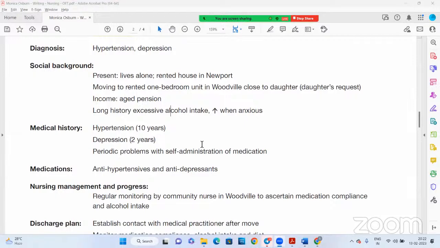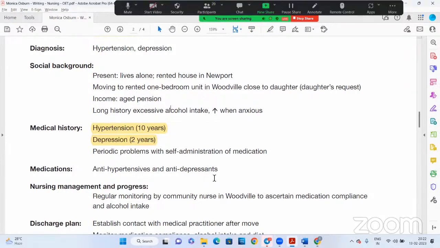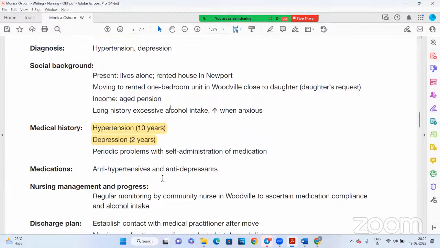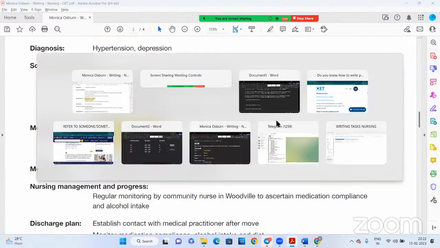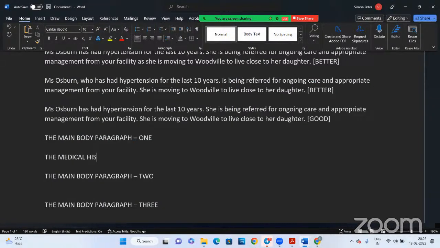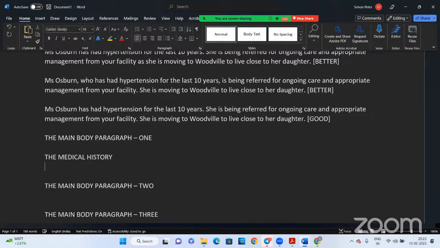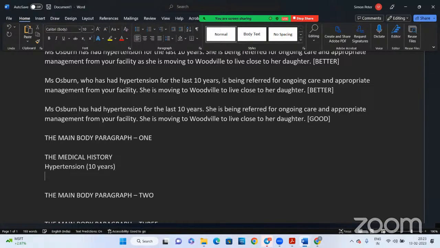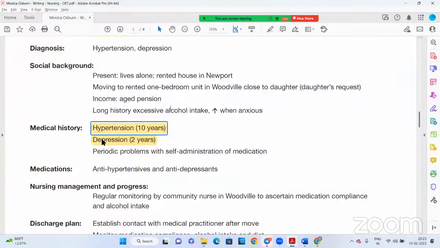Now here, she has a medical history. This will go into the first paragraph. This is the main thing. This is the first one, medical history. This will go into paragraph number 1. So the medical history is the most important one. There are two things. Number 1 is hypertension and number 2 is depression.